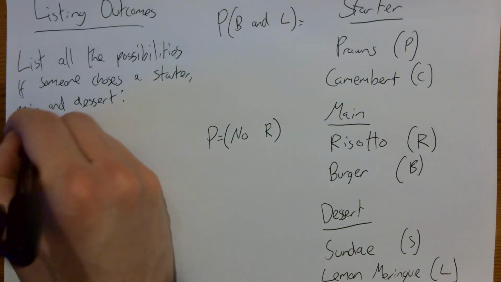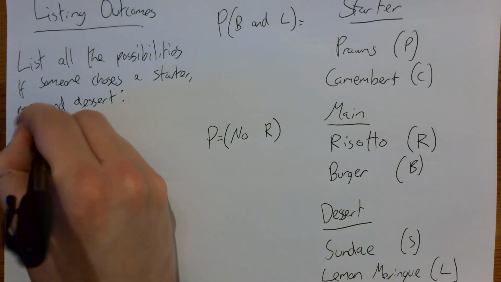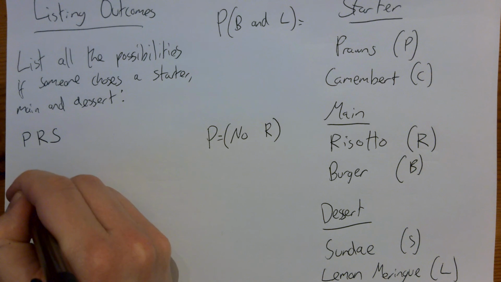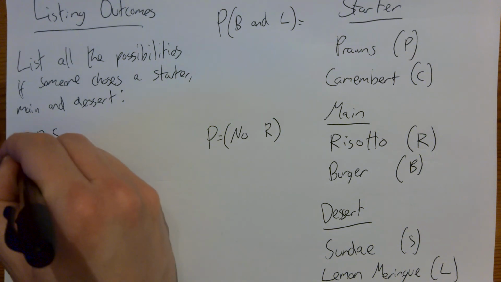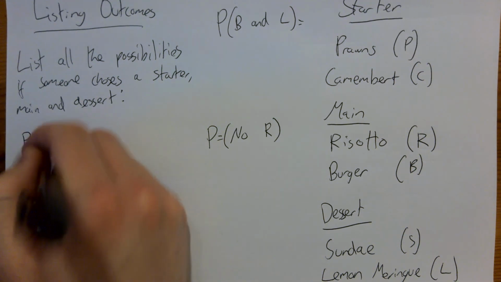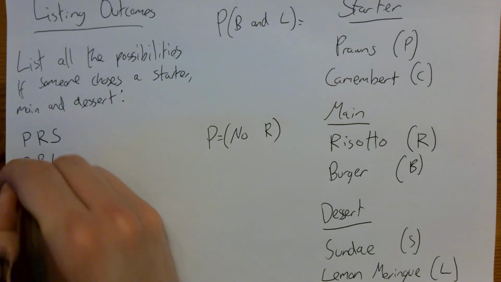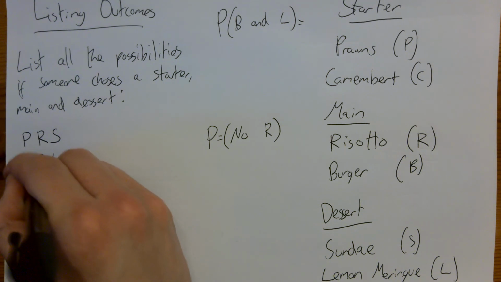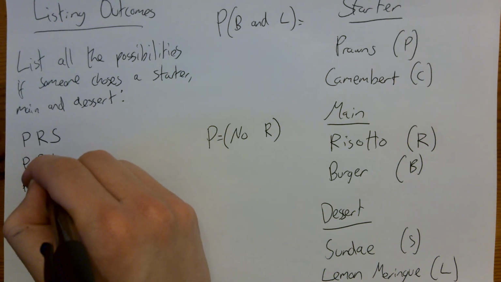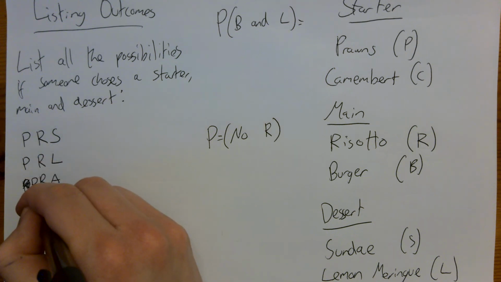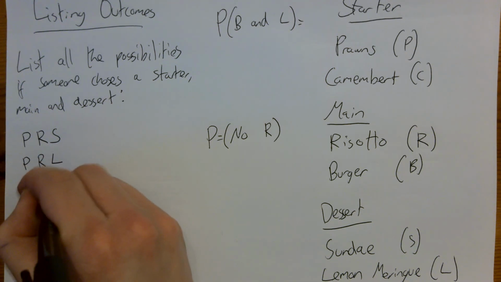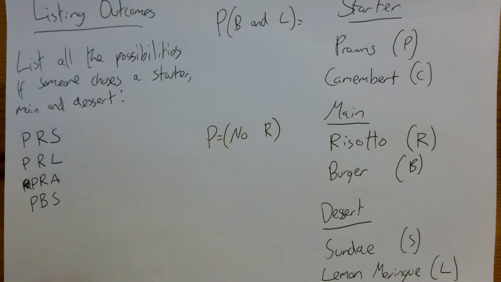So they could have prawns, and then risotto, and then a sundae. Or they could have prawns, and then risotto, and then the lemon meringue. Or they could have prawns, and then risotto, and then the apple crumble. Or they could have prawns, and then a burger, and then a sundae. So that's your first few on that one. Can you list all of the possible outcomes? Pause the video. Can you list all of the possible outcomes they could pick?